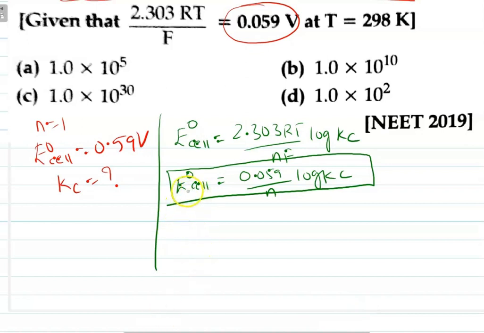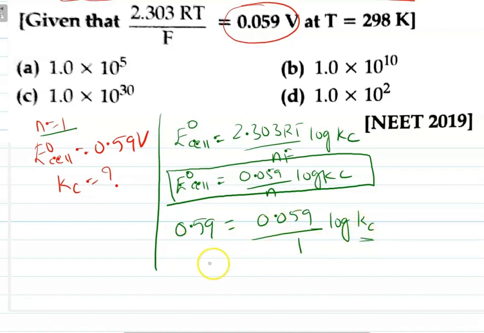E naught cell is given as 0.59, which is equal to 0.059 by the number of electrons, given as 1 for a one electron species, times log Kc, the equilibrium constant. This is what we need to calculate. Sending these terms across, you will get log Kc is equal to 0.59 by 0.059, that is log Kc is equal to 10.